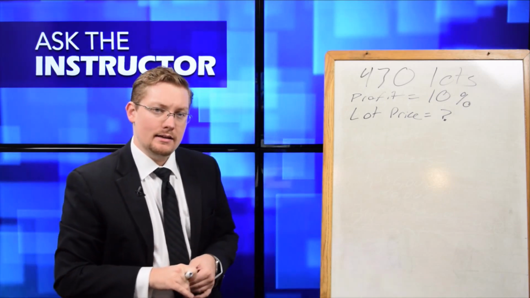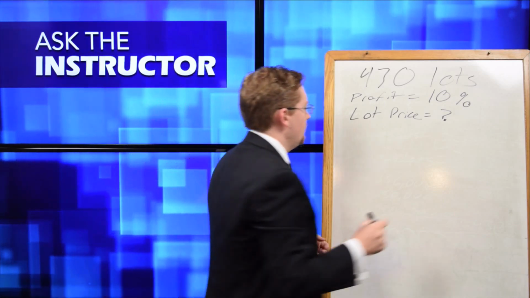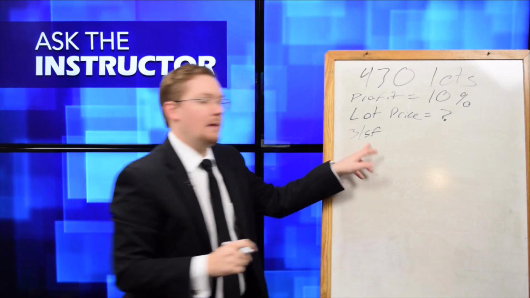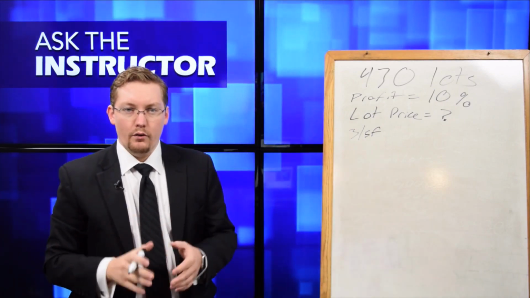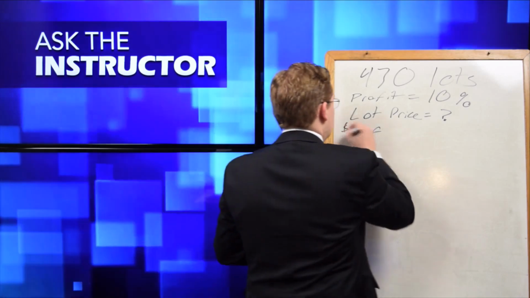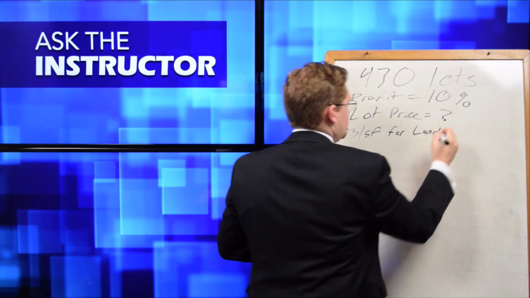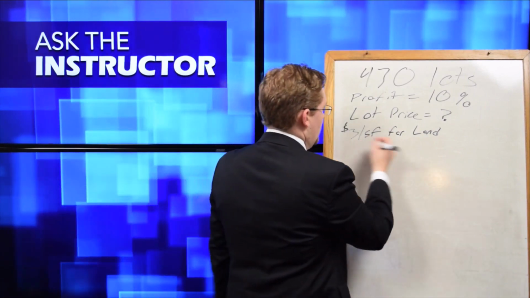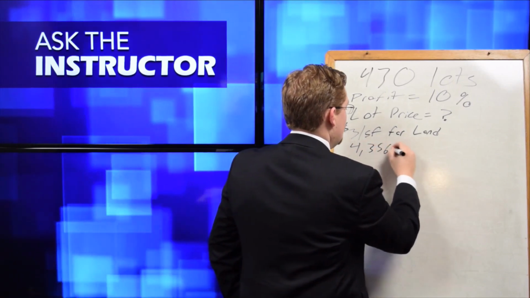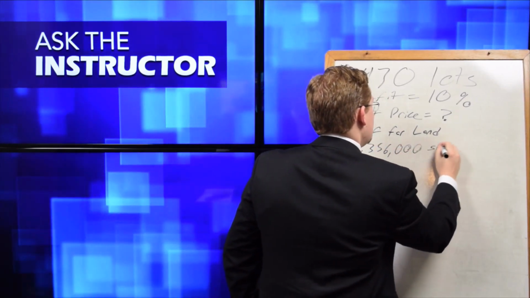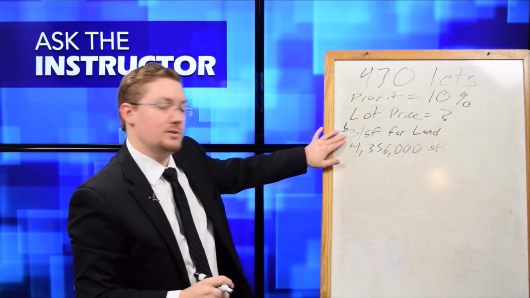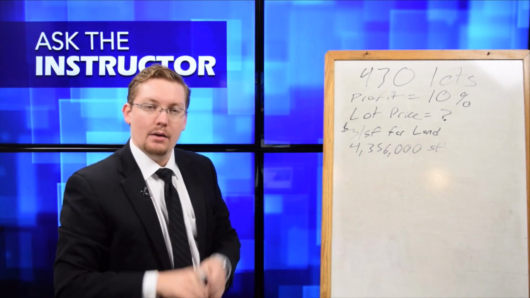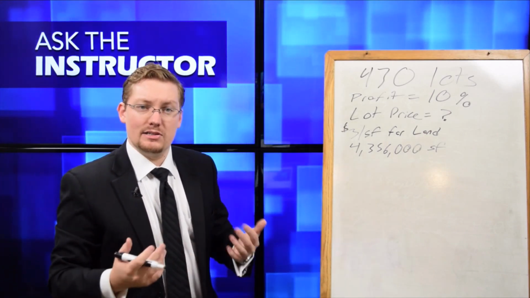So let's say that the developer paid $3 a square foot. The developer paid $3 a square foot for this land. So we have to remember how many square feet we had in the last situation, which was 4,356,000 square feet. So there's our total square footage, and it was $3 per square foot to buy this property. The developer wants a 10% profit, but there's one other thing we need to factor in here. It's going to cost some money to level the land.